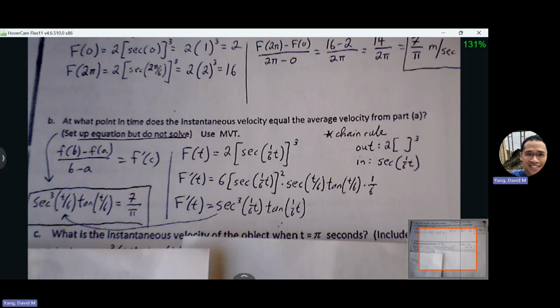Notice that I rewrote t over 6 as 1/6 t. You don't have to do that, but I find that some students get a little thrown off when they see t over 6 and they're thinking, wait, how do I find the derivative of that? Do I have to go through quotient rule? Remember, anytime you have a number in the denominator, you can always push it out as a fraction, and that way it just feels a lot cleaner.